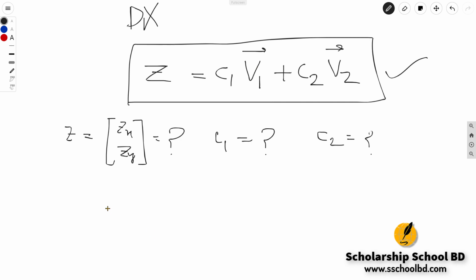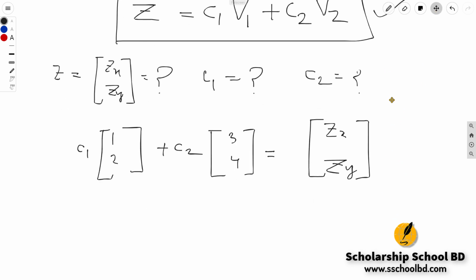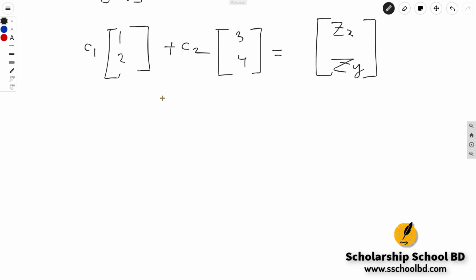So c1 times v1, whose value is (1, 2), plus c2 times v2, which is (3, 4), is equal to the value of z, which is (zx, zy), which we don't know. Now, if we simplify this expression, we get c1 plus 3c2 equal to the first component of the z matrix, that is zx. So this is our first equation.